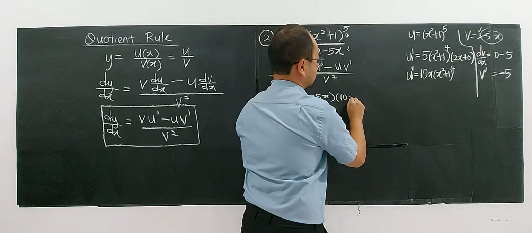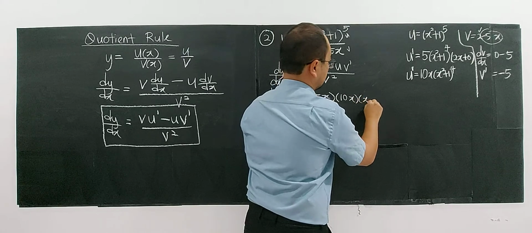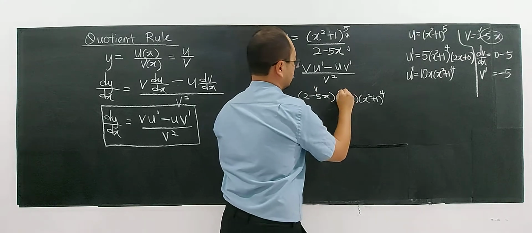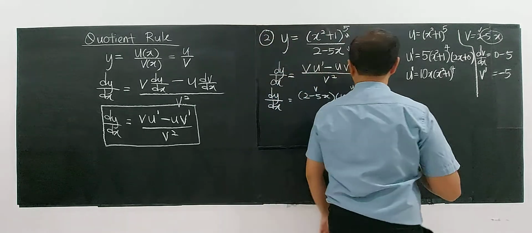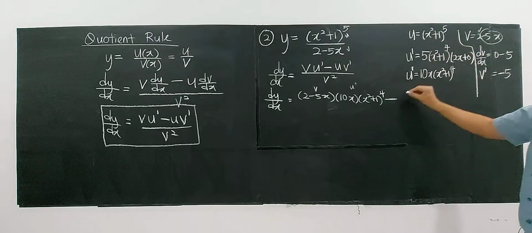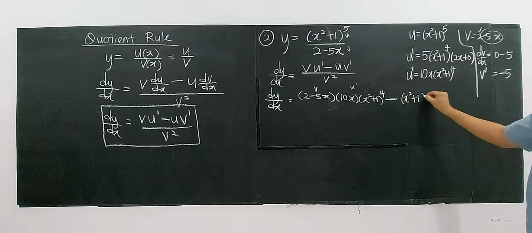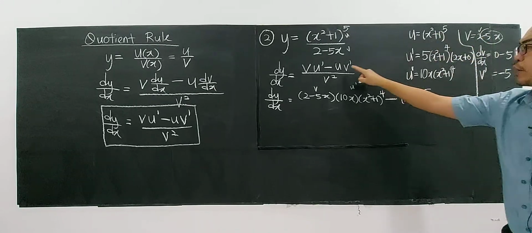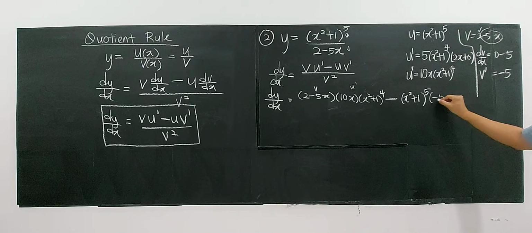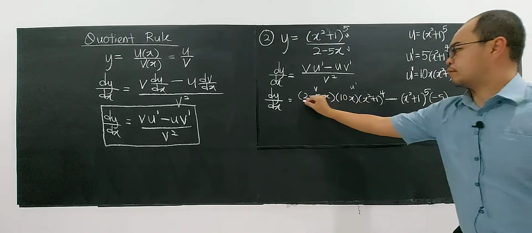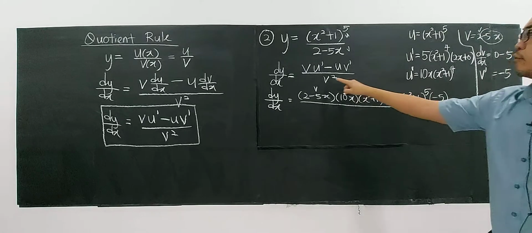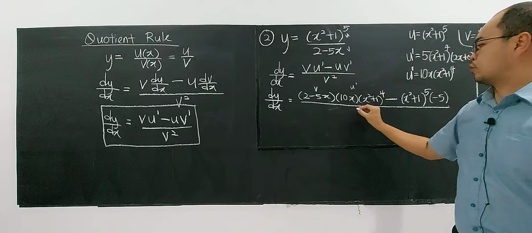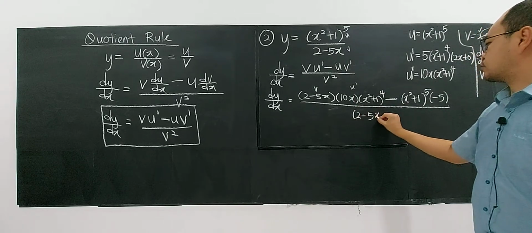So u prime is 10x times x squared plus 1 to the power of 4, right? This is your v times u prime. So minus u, which is x squared plus 1 to the power of 5, times v prime, which is negative 5. Everything divided by v to the power of 2. This one, your v, becomes 2 minus 5x to the power of 2.